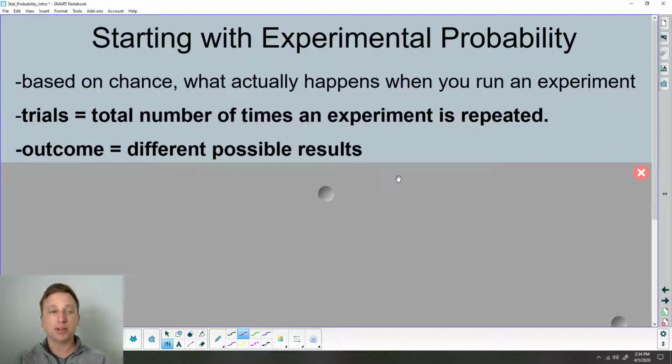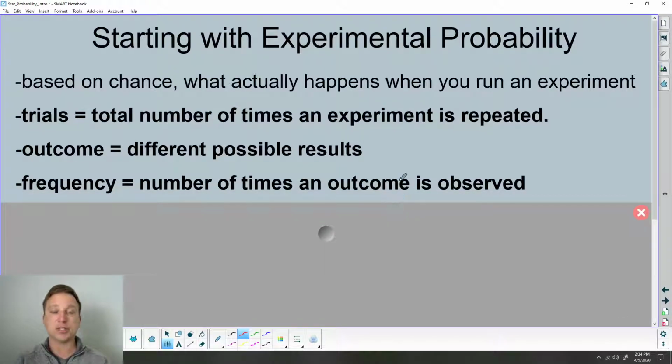The outcome is the result I observe from those trials, and finally the frequency is the number of outcomes observed. So a trial we run and record the outcome as a frequency. So these all kind of tie together from one to another.